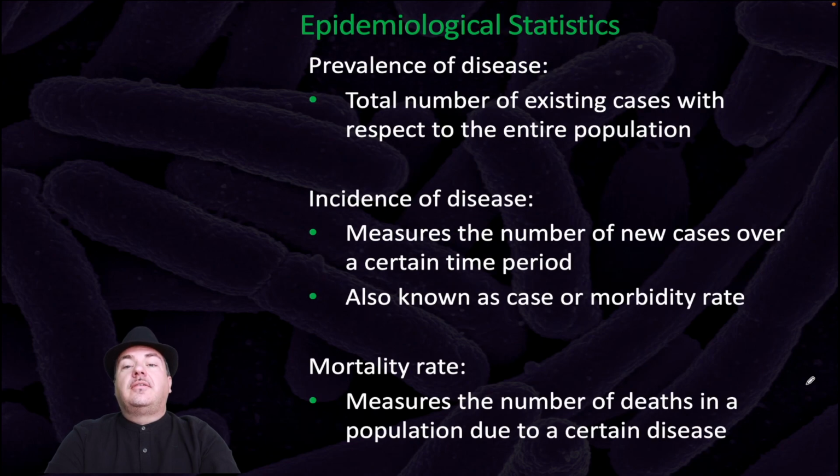Prevalence of disease is the total number of existing cases with respect to the entire population. Incidence of disease measures the number of new cases over a certain time period, also known as case or morbidity rate. Mortality rate measures the number of deaths in a population due to a certain disease.